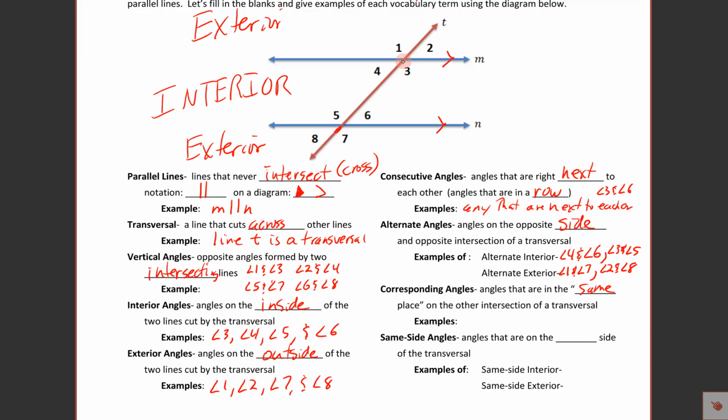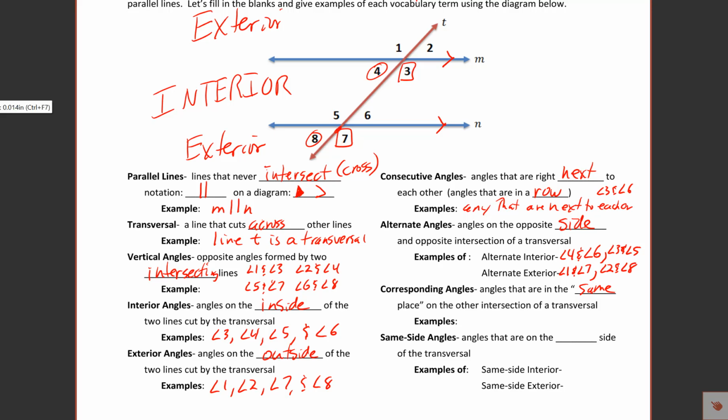Well, if we came up to this next intersection, 4 would be on our left side, and 3 would be on our right side. I think I said that backwards on this one. 8 on our left and 7 on our right, 4 on our left and 3 on our right. That means 4 and 8 correspond because they're in exactly the same place on the intersection. 3 and 7 correspond because they're in exactly the same place on the intersection.